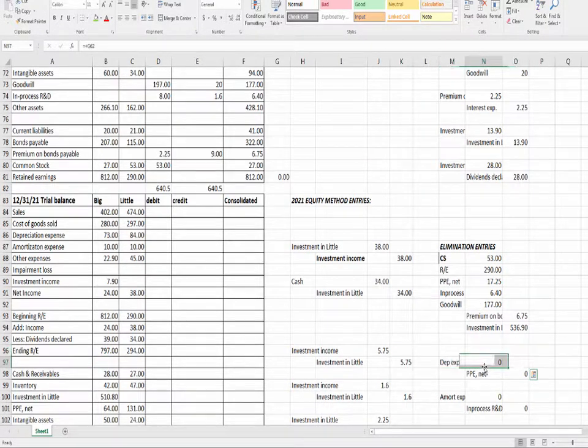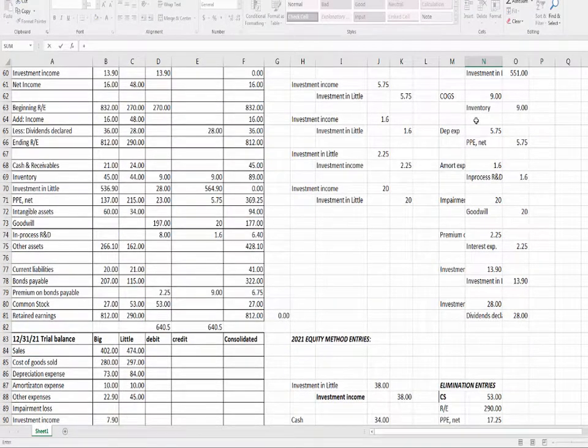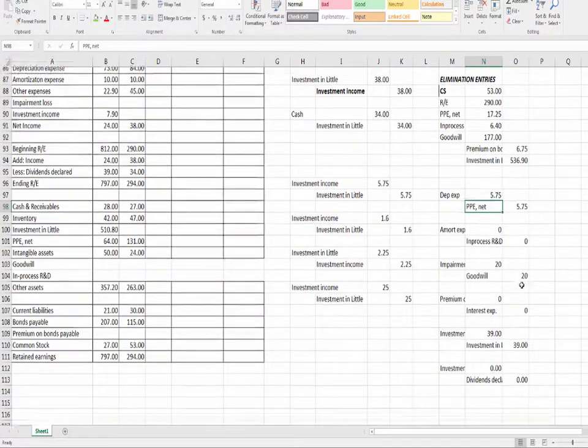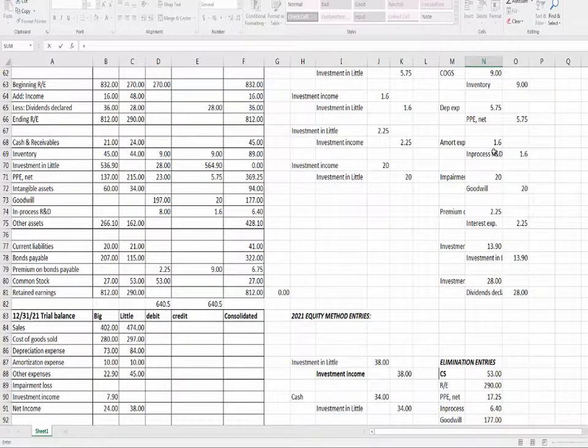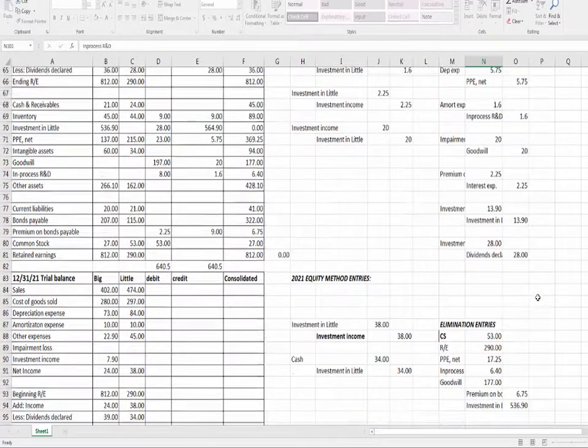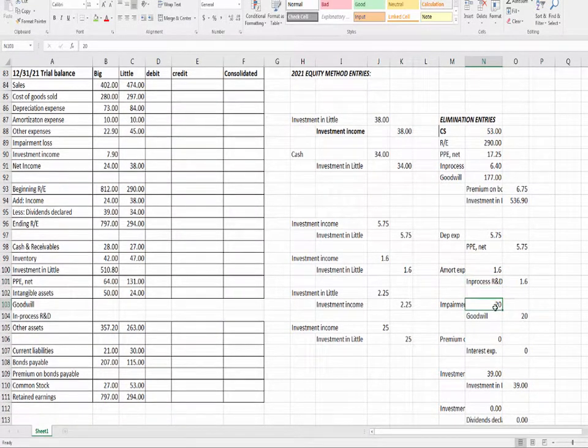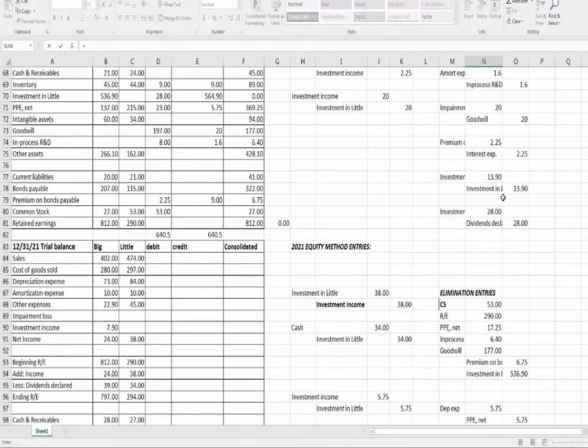Depreciation expense, just like last time, we're taking another 575 of depreciation. And again, that automatically filled that cell. Amortization, we're taking another $1.60 of amortization. The impairment loss, we determined that's $25 this year. And the premium on bonds, we're going to take another 2.25.